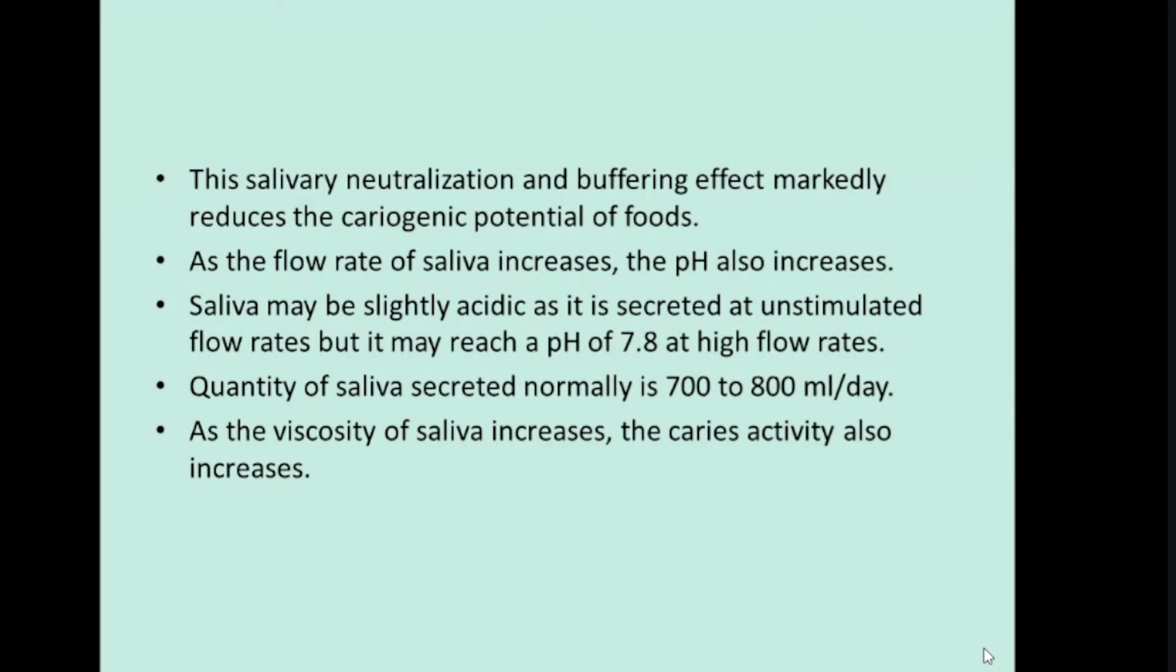So as the flow rate of saliva increases, the pH also increases. كل ما تزيد نسبة الفلو مال السلايفا البي اتش راح يزيد. pH increases, يعني شنو؟ يعني الحموضة تقل, meaning the effect of acid of bacteria will decrease in dissolving the tooth surface. So saliva may be slightly acidic as it is secreted at unstimulated flow rate, and reaches a pH of 7.8 at high flow rate.